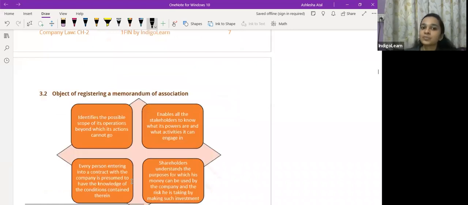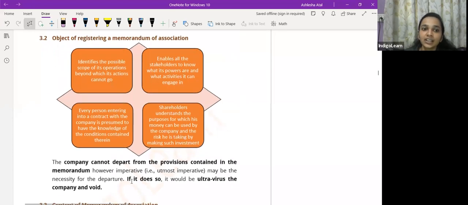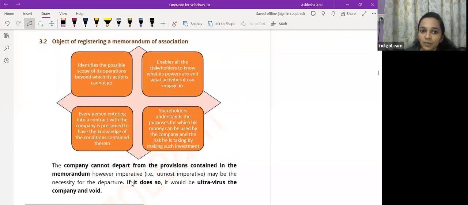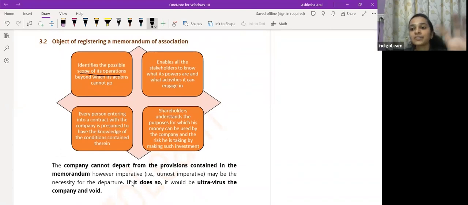Now, what are the objects of registering MOA? It identifies the scope of operations. जैसे हमने समझा है कि MOA में जो लिखा है कंपनी वही चीज करेगी. So it helps people identify what is the scope of operations of the company, and company cannot go beyond the scope which has been stated in the memorandum. Whatever has been stated in the memorandum, the company has to perform all its activities, all its functions and operations within that and cannot go beyond it.